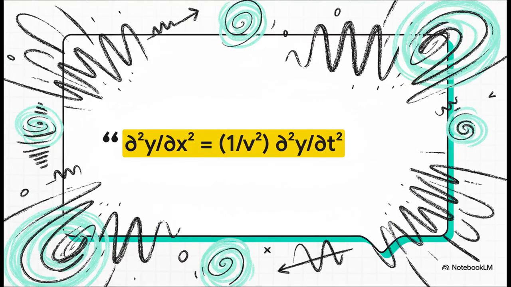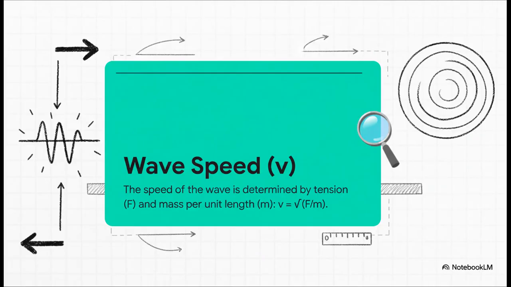And check it out. This is the wave equation. It tells us how the wave moves through space and time. But what about that v? Well, that's the wave's speed, and it's set by the string's properties.